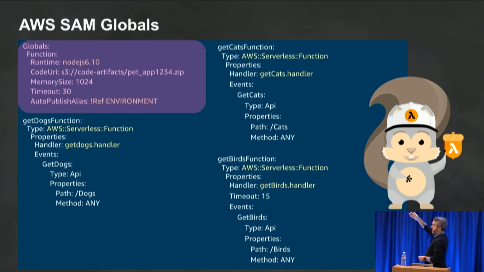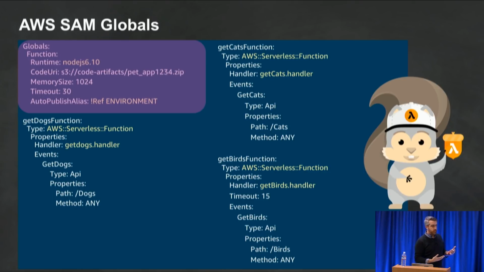So imagine I had an API, and my API had 50 different Lambda functions in it. If I have globals defined, that's 50 less lines of code times however many things I have in globals that I don't have to define per function. And now, if you look here at the getBirds function, you'll see that it does have timeout specified. And this is basically that inside of the actual resource, you can override what's in a global.